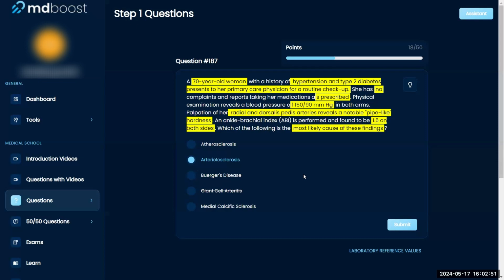Atherosclerosis is very common in type 2 diabetes, but this is not like a sensation of filling. It's more like you have a hardness of this. So I wouldn't say that. I would say this.